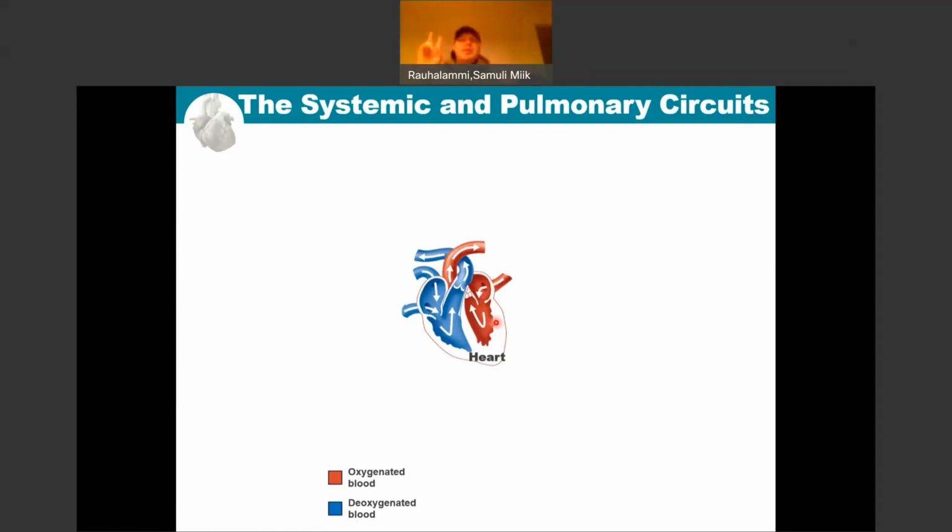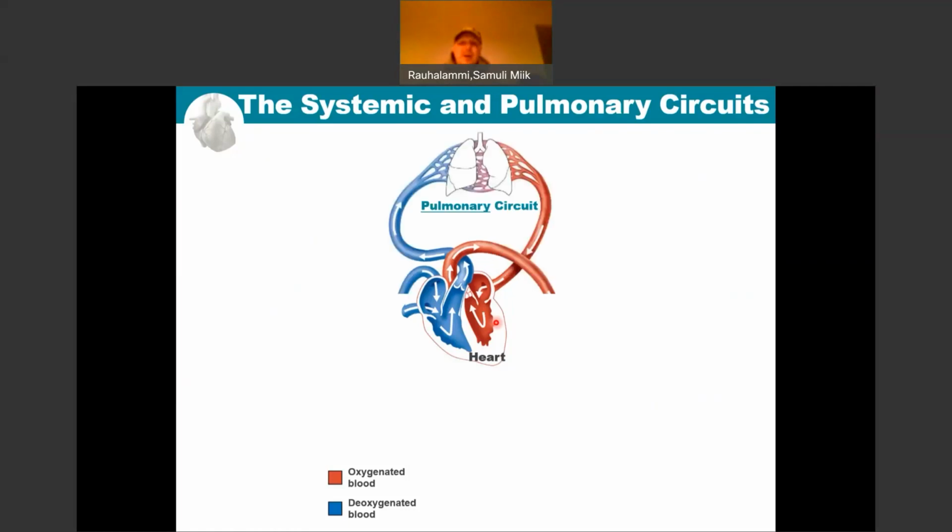So now that we know that there's going to be 2 sides, that gives us a clue that we're actually going to be looking at 2 different loops or 2 different circuits where the blood is going to travel in the body if we look at a general level, kind of simplifying. So let's start with the first one, which is going to be our pulmonary circuit.